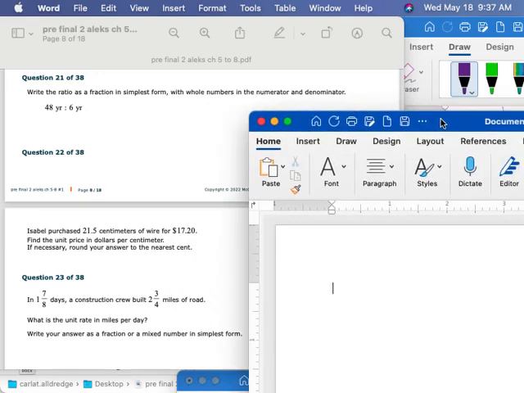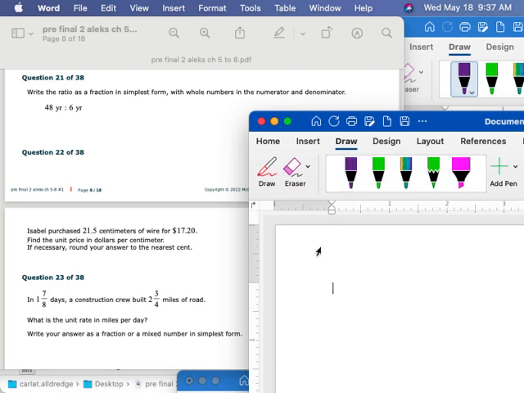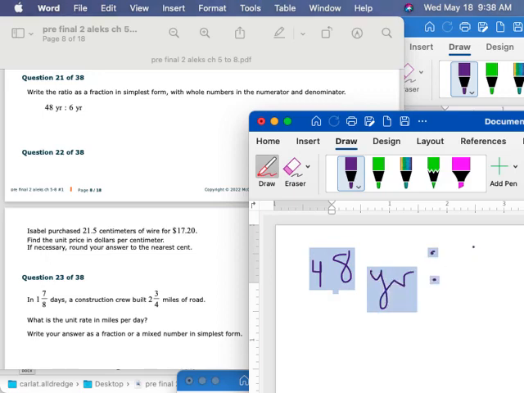Okay, write the ratio, number 21. Write the ratio as a fraction in simplest form with whole numbers in the numerator and the denominator. So we have 48 years, YR is years, is to 6 years. The computer sometimes gets in this weird mode. It'll change when I get another thing. Okay, 48 years is to 6 years.